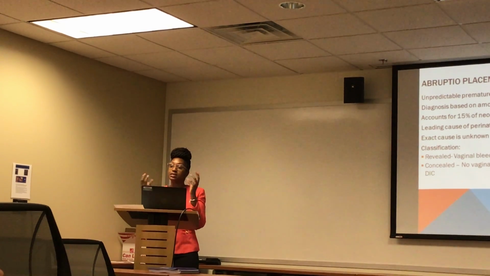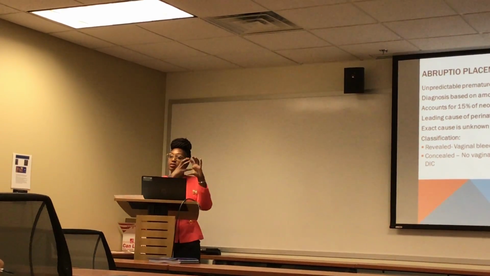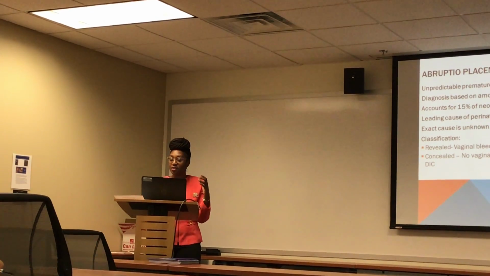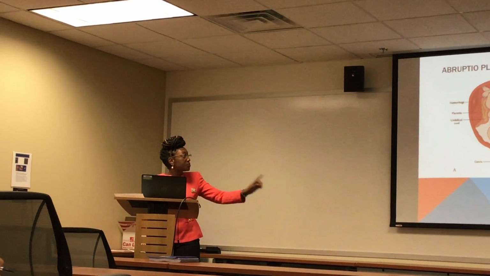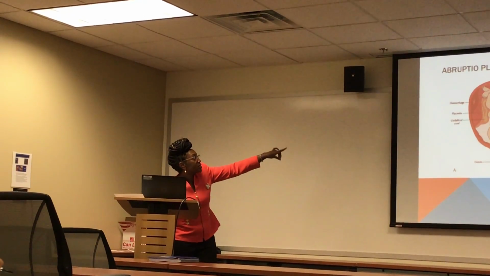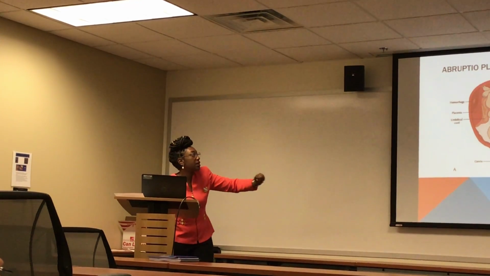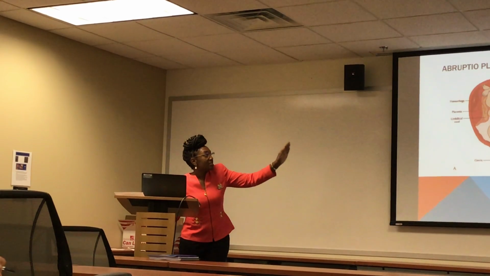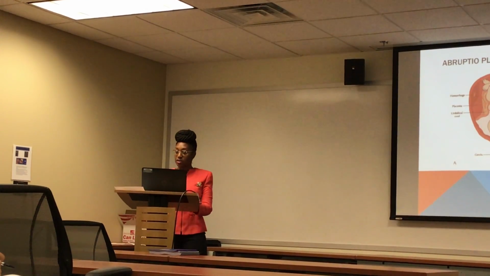When it's revealed, you can see vaginal bleeding present. But when it's concealed, there's a separation occurring, but there's a collection of blood that we cannot see. And with the concealed, there's an increased chance of DIC. Here's a picture. With the revealed, you see there's an opening and bleeding occurring, and we can see that come out through the vagina. But with concealed, the detachment is happening, but we're not able to see that the bleeding is occurring.